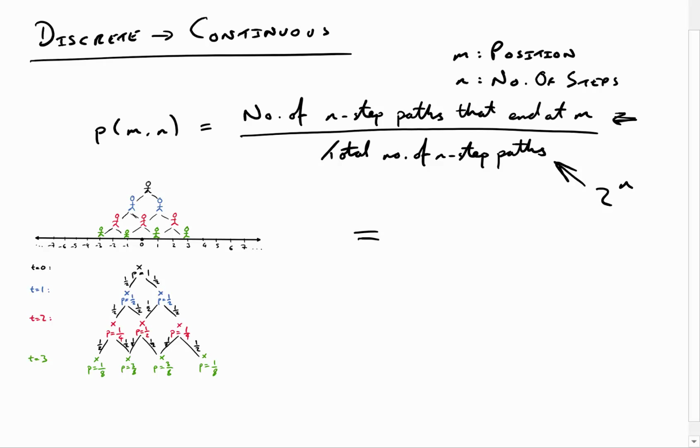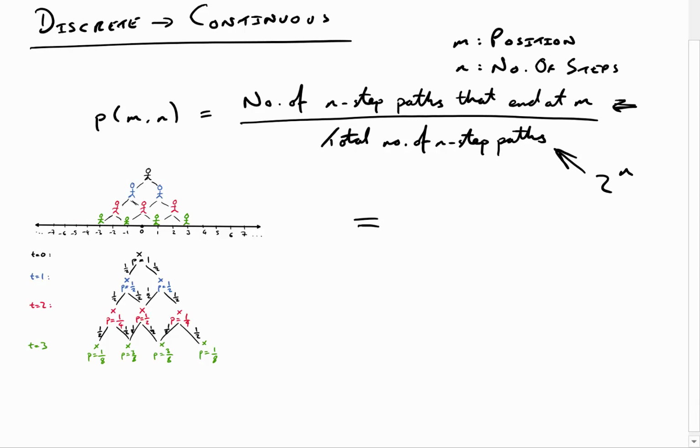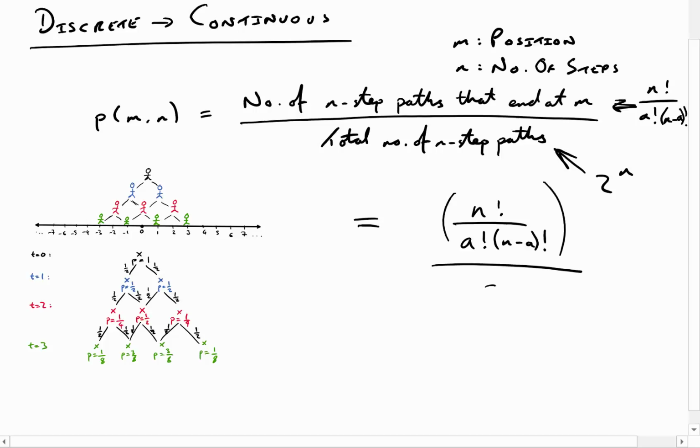And the thing on the top corresponds to a factorial. It's effectively n factorial over a factorial, where a is the number of steps taken to the right, multiplied by n minus a factorial. n was just the number of steps that you've taken. So we end up with n factorial over a factorial times n minus a factorial, all divided by 2 to the power of n. We can simplify and write it as 1 over 2 to the power of n times that thing, because it's just being divided. So that's where we ended up in the last video.